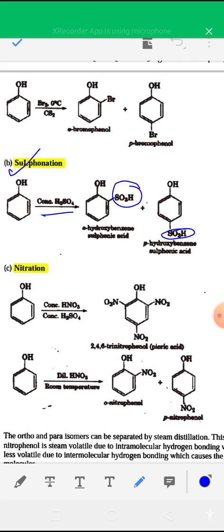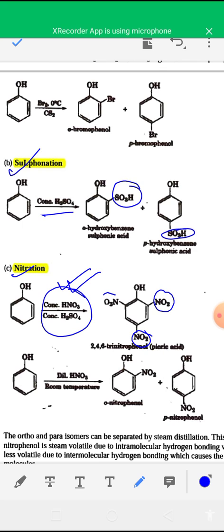Next reaction is nitration, that is NO2 group will enter into the benzene ring. When phenol is treated with concentrated nitric acid and concentrated sulfuric acid, this is nitrating mixture, you will get 2,4,6-trinitrophenol.